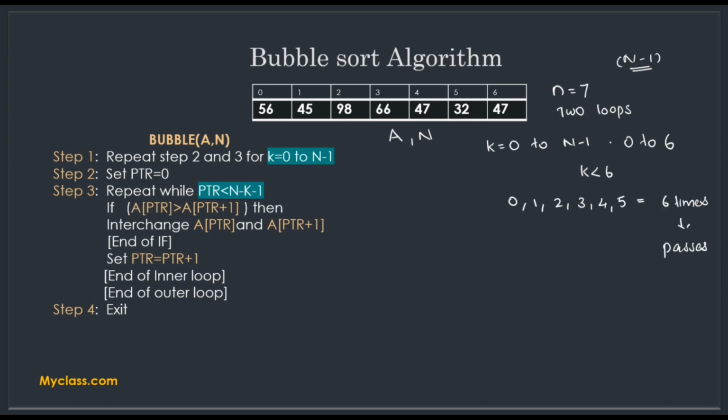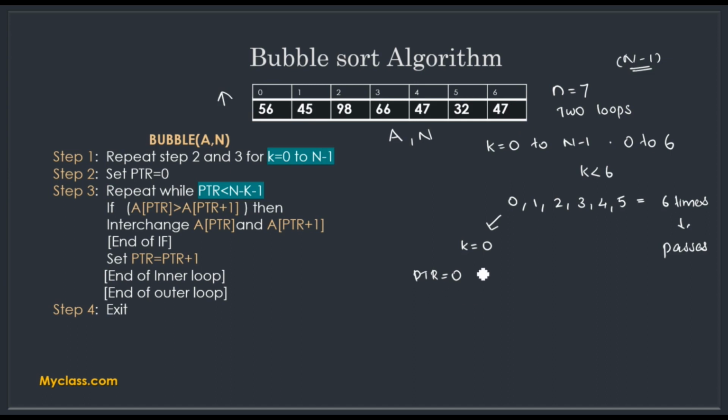I have already told you that the values of k vary from 0 up to 5. So at the first pass, that is k equal to 0, first we set ptr equal to 0. In each iteration of the outer loop, we are comparing each adjacent pair of our array and moving the greatest element. This algorithm is for sorting in increasing order. So after each pass of the outer loop, the biggest element should be in the last place.